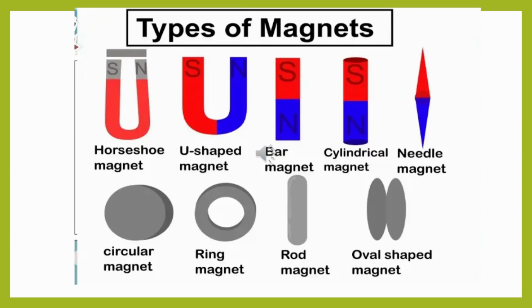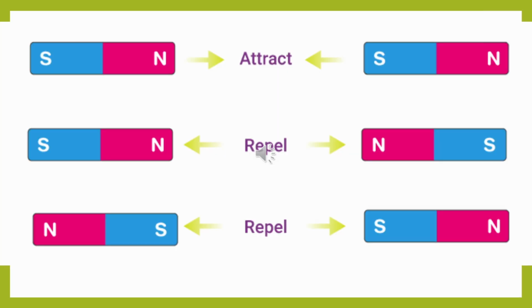I'm sure by now you know there are a few types of magnets available in the market. For example, the horseshoe magnet, the U-shaped magnet, bar magnet, cylinder magnet, needle magnet, circular ring, the rod magnet, as well as the oval-shaped magnet. These are the types that you can commonly see in the market. In this slide, we will focus only on the bar magnet.